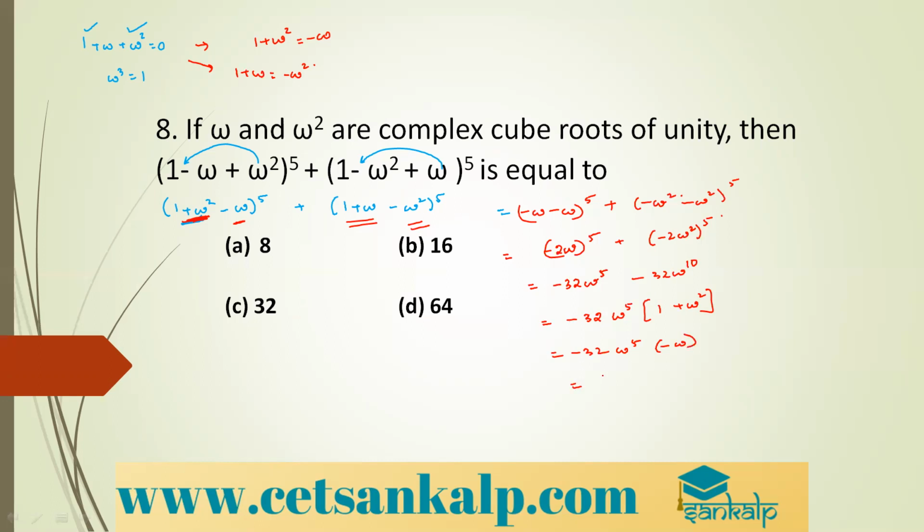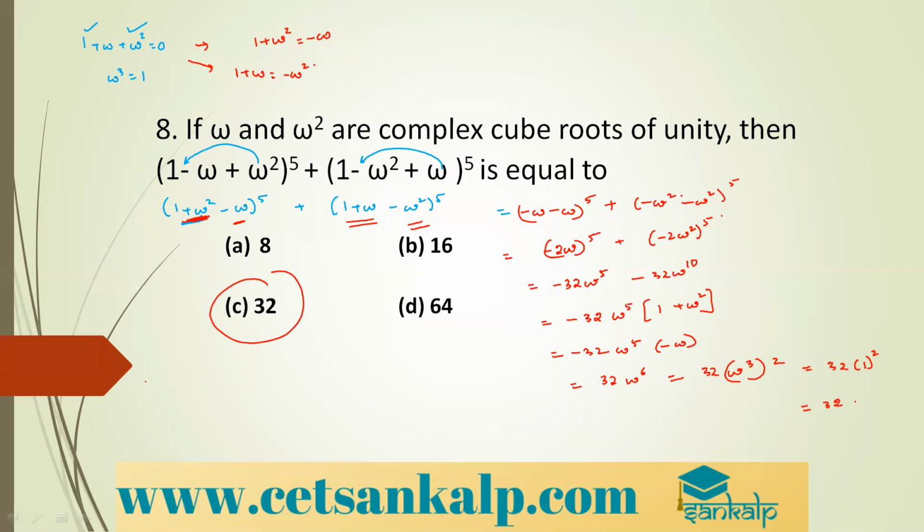So what I will have? 32 omega power 6. Omega power 6, I can write omega cube whole square. And omega cube is 1 square. So in that way, final answer, I will get 32.